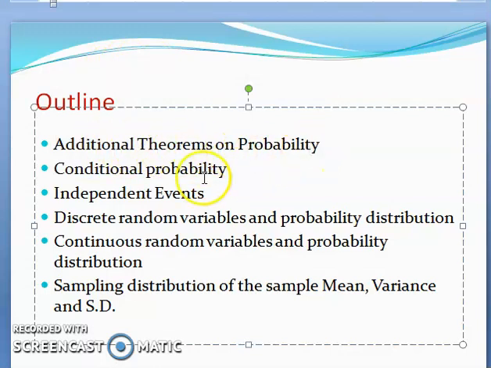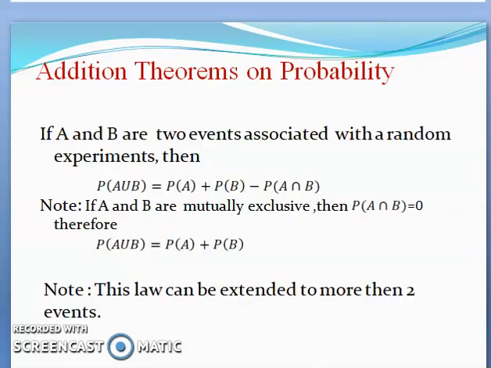additional theorems on probability, conditional probability, independent events, discrete random variables and probability distribution, continuous random variables and probability distribution, sampling distribution of sample mean, variance, and standard deviation. So let us start from the addition theorem on probability.